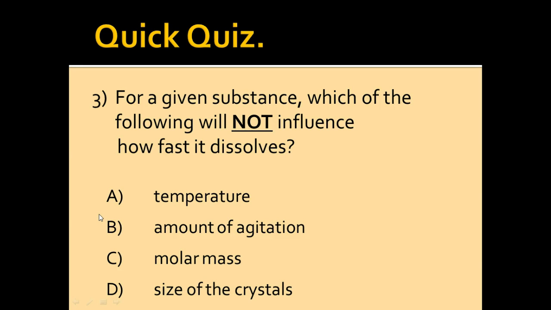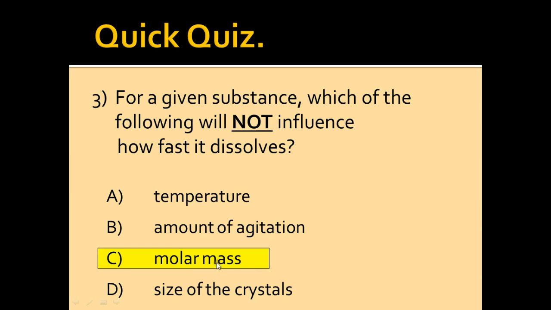Temperature, we remember that solids do dissolve faster at higher temperatures, so temperature definitely affects something. Stirring, if you remember, causes more collisions, so it dissolves faster. That definitely affects dissolving rates. And the size of crystals, or the size of the solute particles, does affect it because larger crystals have a harder time dissolving because there's less surface area. So the only one that doesn't affect how fast it dissolves is molar mass. So C is the correct answer.